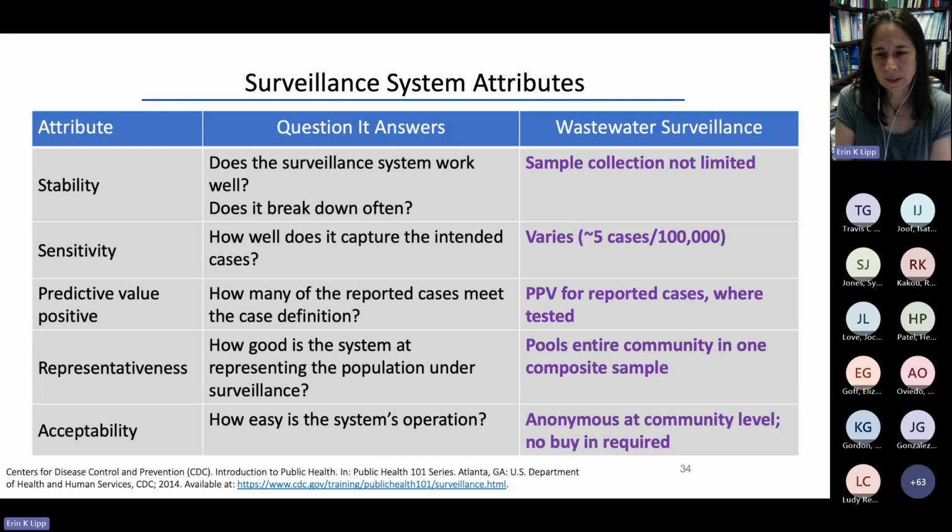And then acceptability, and I kind of went here, like how easy is the system's operation? One of the ways that it makes it particularly attractive, again, it's anonymous. You don't have to have buy-in. People are contributing because they're using their toilets and they're using showers and they're using their sinks.